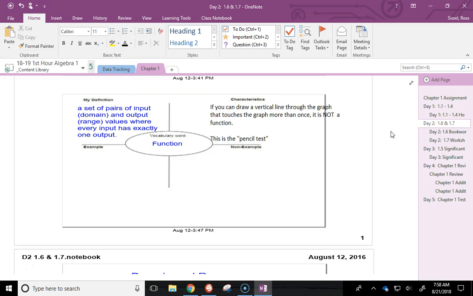So mainly what they're talking about is if you can draw a vertical line through the graph. So I have my graph, and you're going to see our example and non-example here in just a second. But if I take my pencil and I go along the line that I've made on my function, if it touches more than one spot, it's not a function.